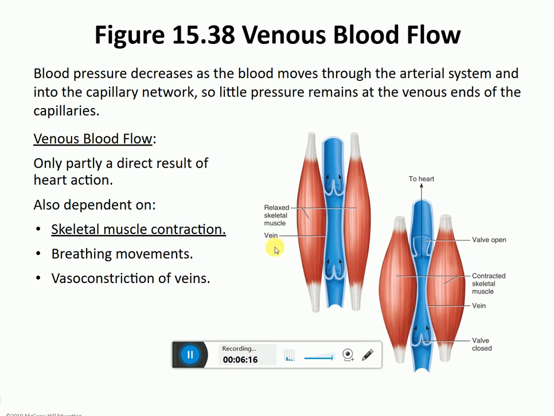And as you know, there are smooth muscles in the walls of veins, and those help by constricting, contracting those smooth muscles in order for the blood to flow upwards. But that is really of the least importance. What is really important is the skeletal muscle contraction, which we call the muscular pump, and the breathing movements.